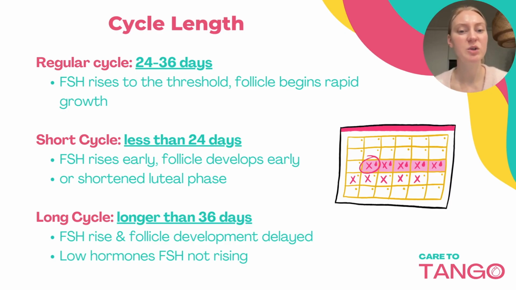A regular cycle is between 24 and 36 days, and this represents that FSH, so that hormone from your brain, is rising to the threshold and that follicle is beginning its rapid growth. A short cycle will be less than 24 days, and this can suggest that FSH rises early and the follicle develops early, or you have a really short luteal phase. So either the beginning of the cycle is affected or the end of the cycle is affected during that luteal phase. A long cycle is longer than 36 days, and this suggests that FSH rises and the follicle development is delayed for some reason, or there's low hormone levels and FSH is not rising.